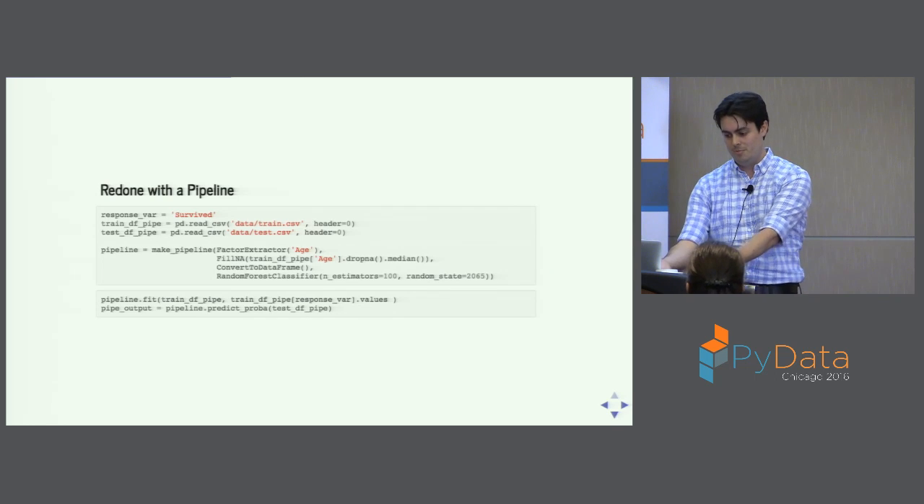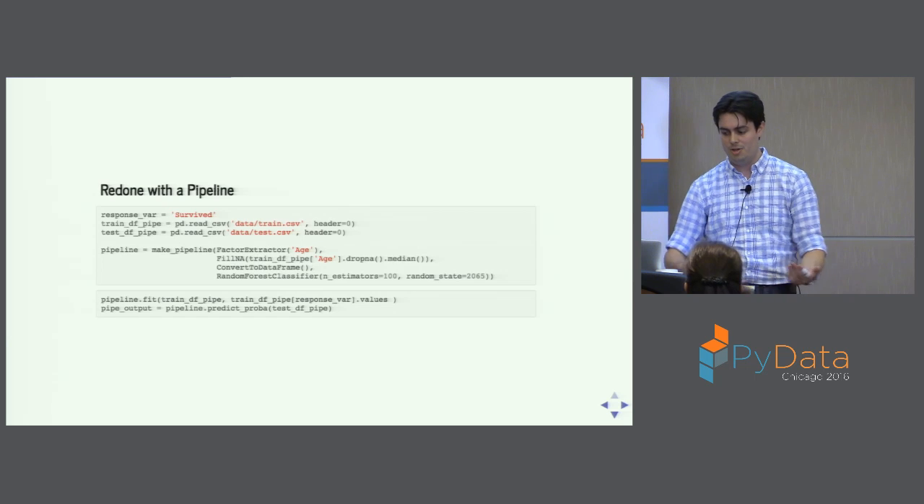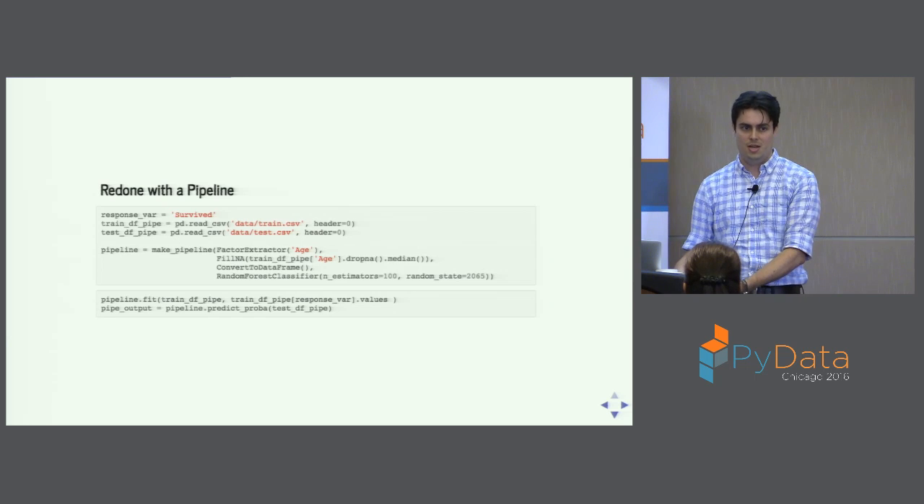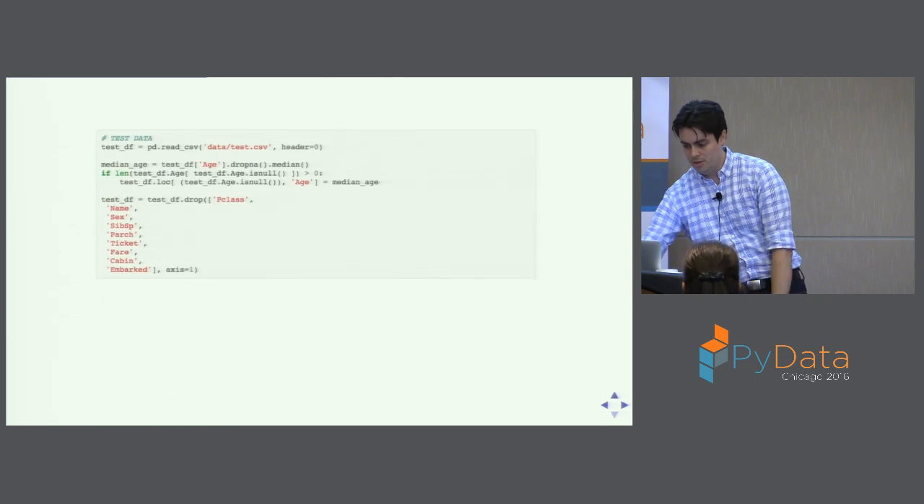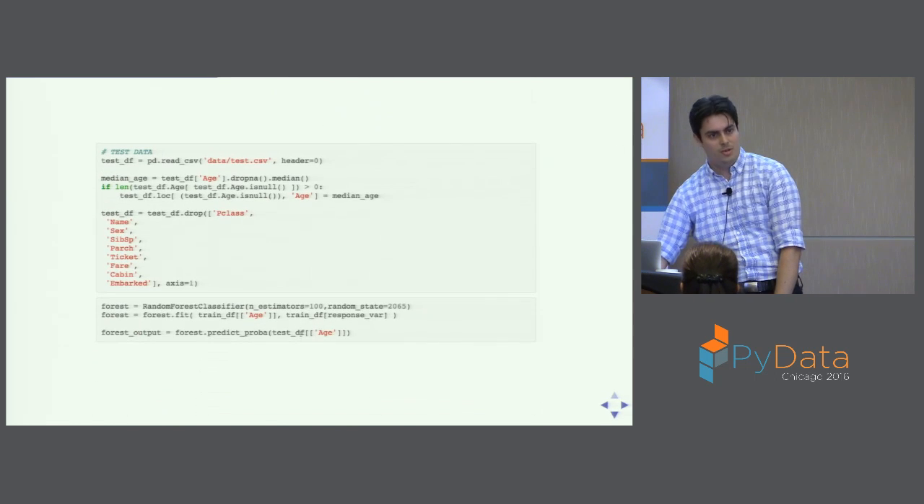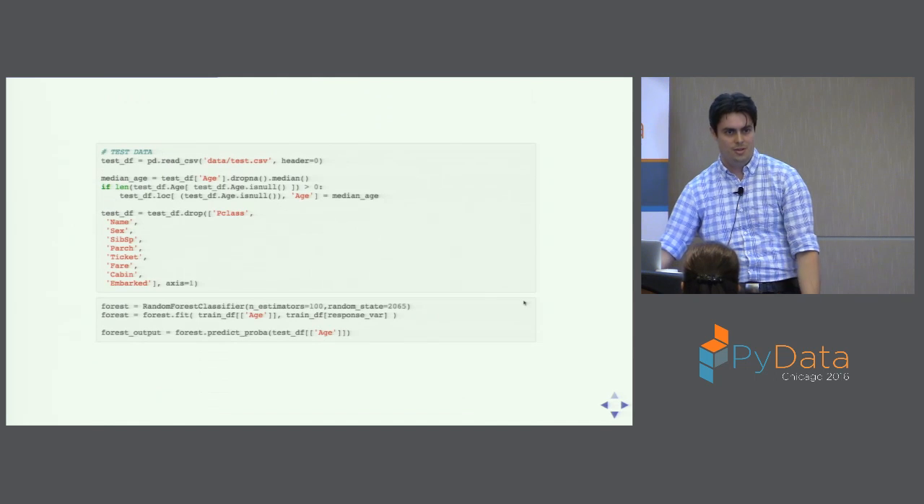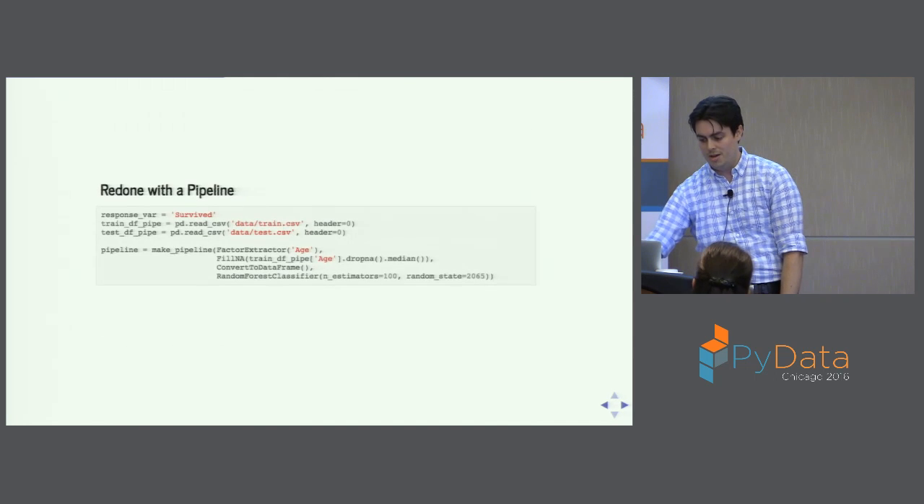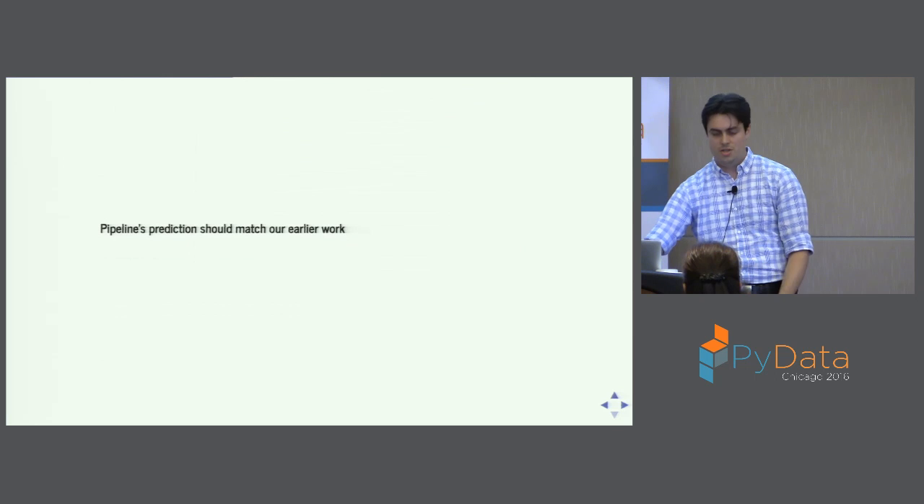And then pipeline output, or pipe output, is pipeline.predict_proba on df test data. You'll recall that earlier, when I was doing the normal training, I had to say which variables to hand off, this sort of thing. The pipeline is doing that by having a factor extractor. All right, so they should match, right?